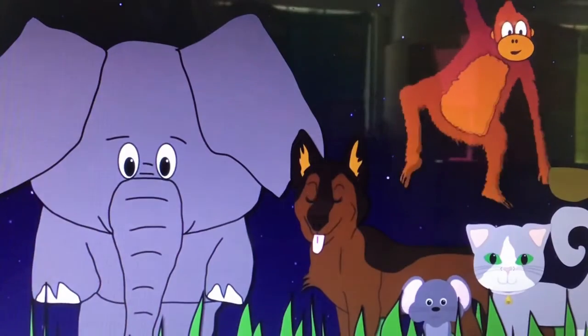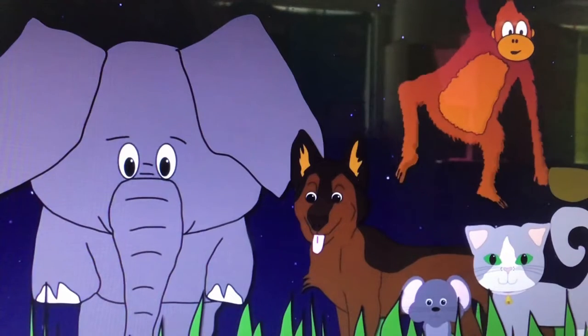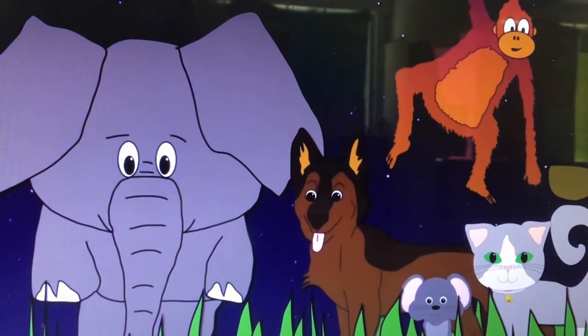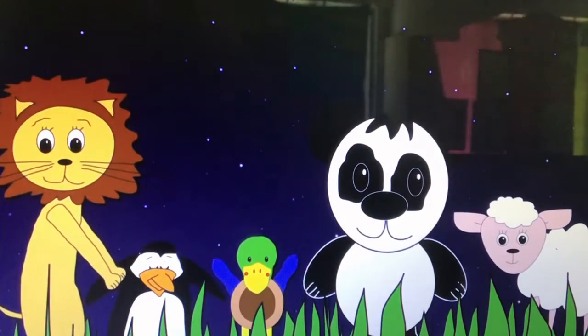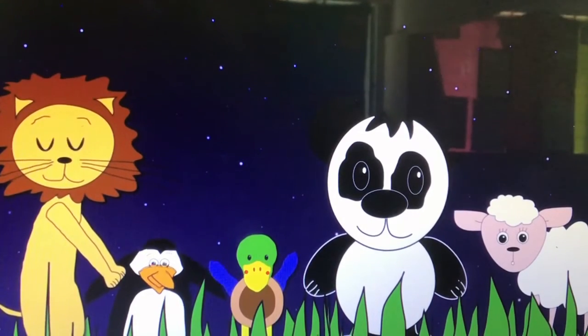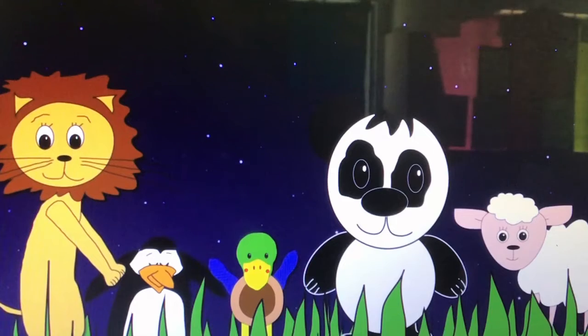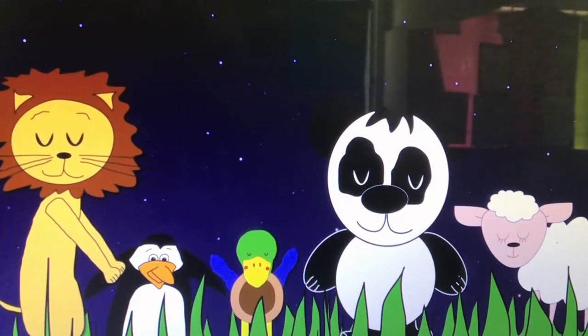We are now going to learn a little poem about the different animals. Katze, Hund und Elefant, Affe, Maus und Kuh. Mache schnell die Augen zu, zu, zu, zu. Löwe, Frosch und Pinguin, Ente, Panda, Schaf. Schlafe langsam richtig ein, schlaf, schlaf, schlaf.